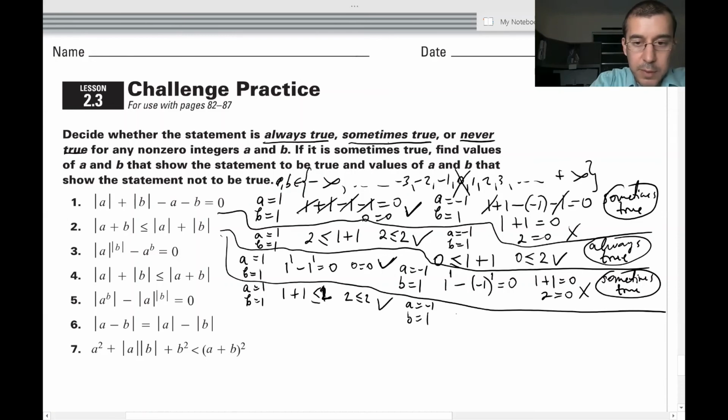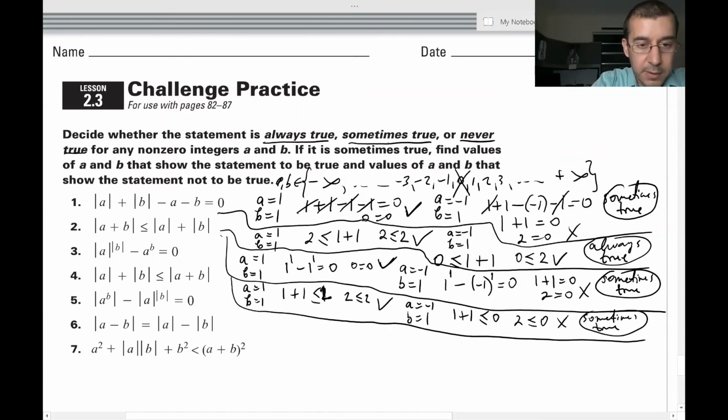Now let's try a equals minus 1, b equals 1. Absolute value of minus 1 is 1, plus absolute value of 1 is 1, less than or equal to absolute value of a plus b. Minus 1 plus 1 is 0. Absolute value of 0 is 0. This is not true because 2 is not less than or equal to 0. So we say sometimes true. This was number 4.